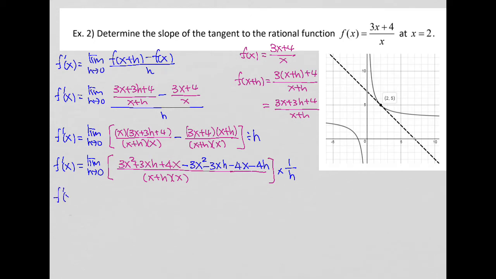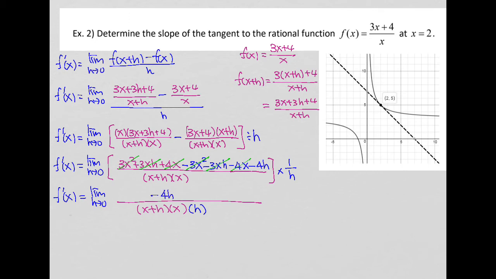Next step, we have to simplify the numerator further. And put the h in the denominator. Do not expand the denominator to simplify the numerator. So as you can see, 3x squared and negative 3x squared, they add up to 0. 3xh, negative 3xh, they add up to 0. 4x minus 4x, they add up to 0. So you only have a negative 4h left.